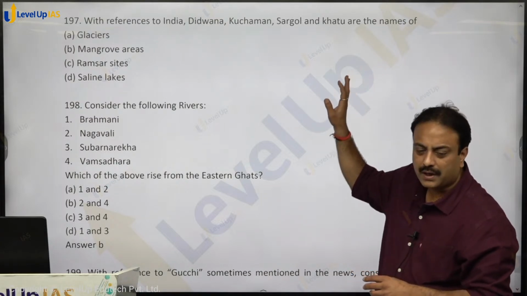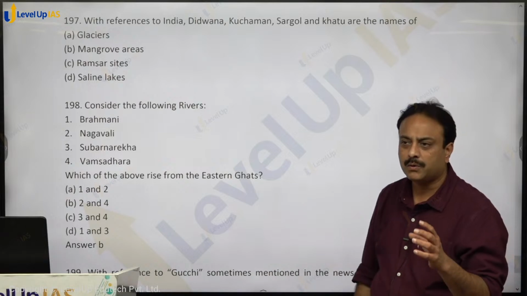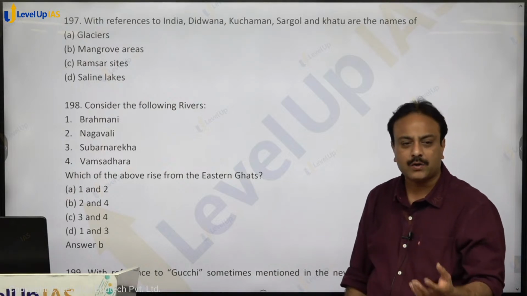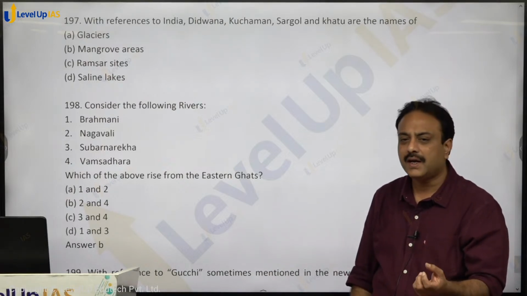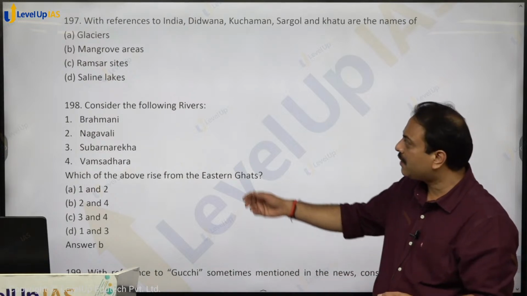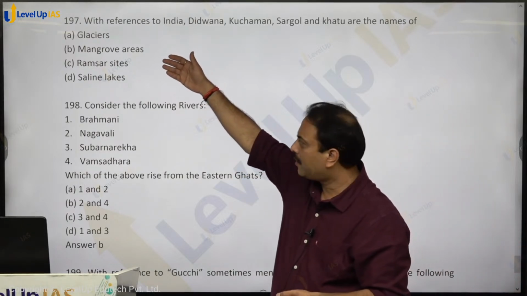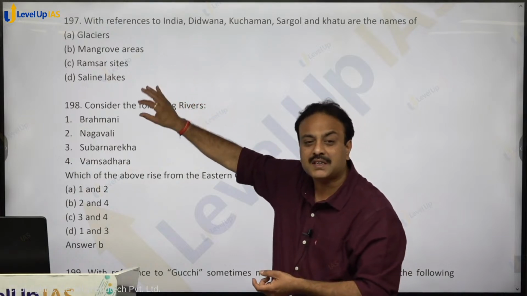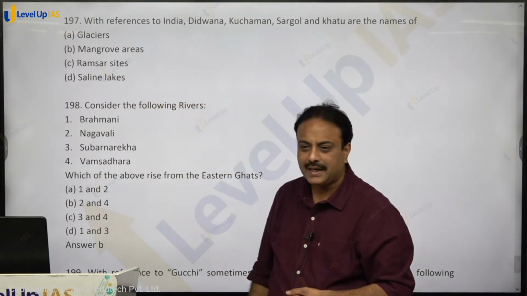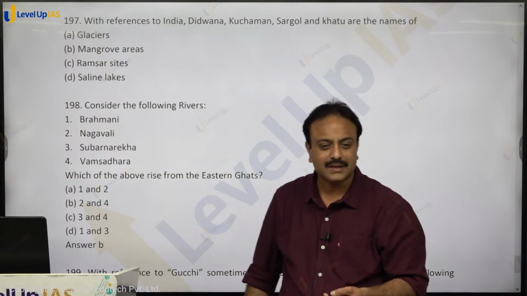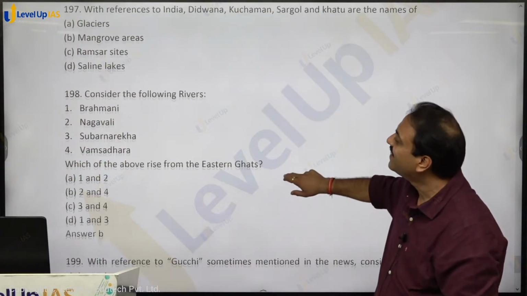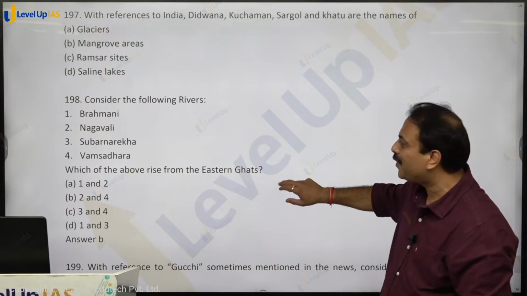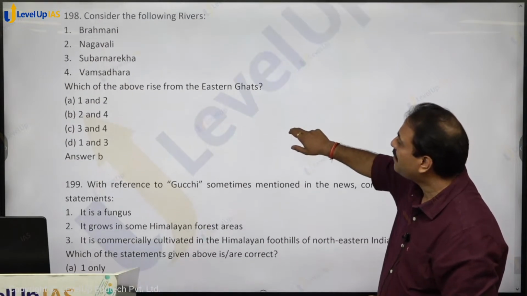It is present over there, and whoever knows that there is a temple like Khatu Shamji must be knowing it is in Rajasthan, and Rajasthan will not be having glacier or mangrove. At the most, you may be confused between Ramsar site and saline lakes. So it is better to take saline lakes. Yes or no? So the answer is D, D for dog, saline lakes.